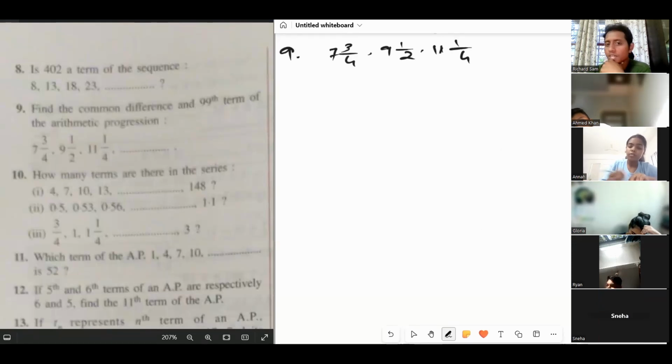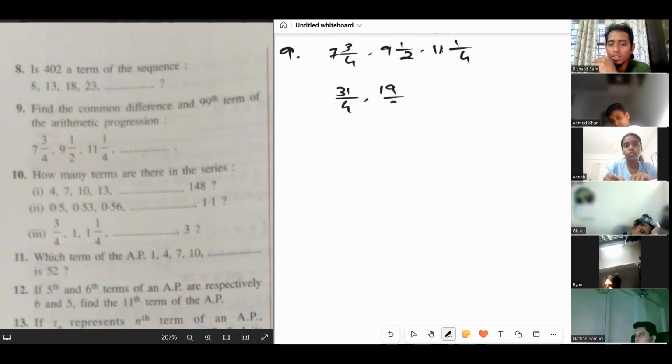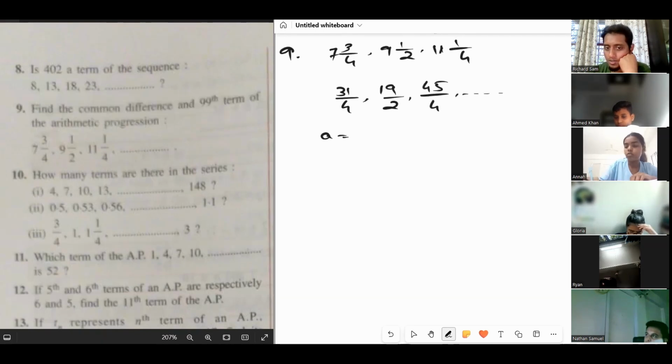Okay, those of you who are not getting it, listen. 7 3 by 4, if you convert it into an improper fraction, will be 4 into 7, 28, plus 3, 31 upon 4. Next one, 2 9s are 18 plus 1, 19 upon 2. Next, 44 plus 1, that's 45 upon 4. So A is the first term, which is 31 upon 4.